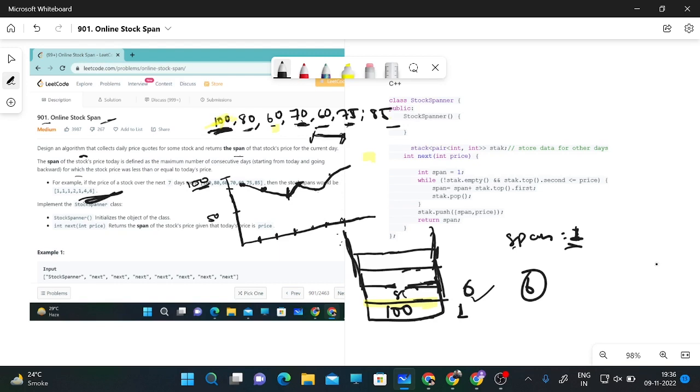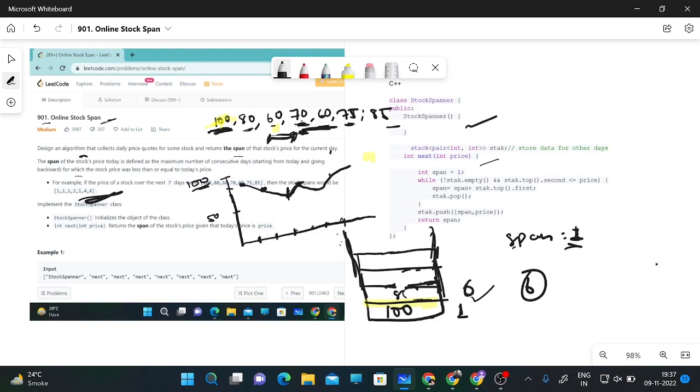If there will be a value which is greater than 75, there is no need to go back to that place to find the answer. So we will simply add the values of this stack. What was the answer? Because till this place, till 70, the previous span was 2. And these are also in a continuous way, so we can add these two values, like 2 to 4. So we are doing it like this.